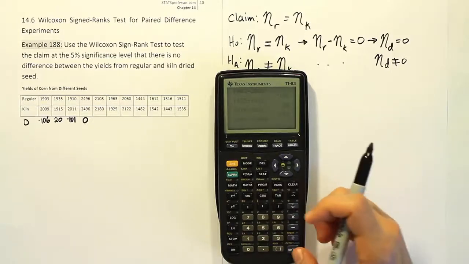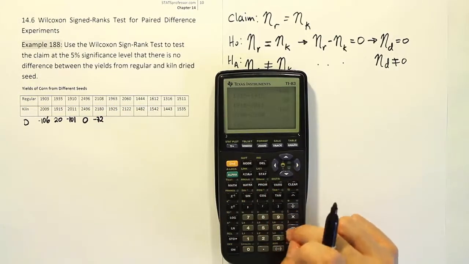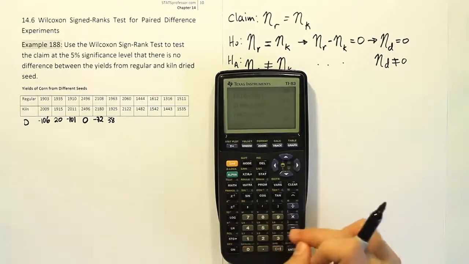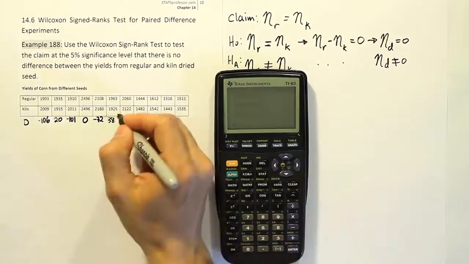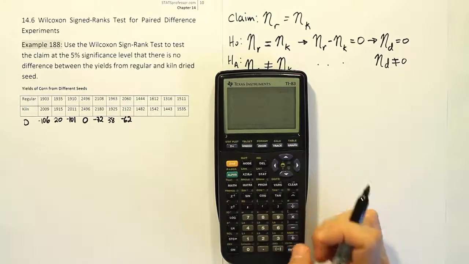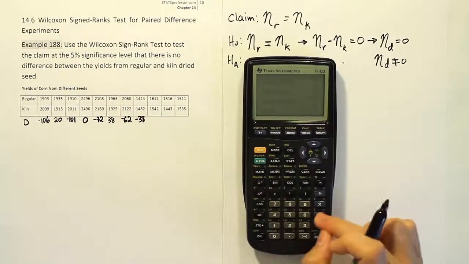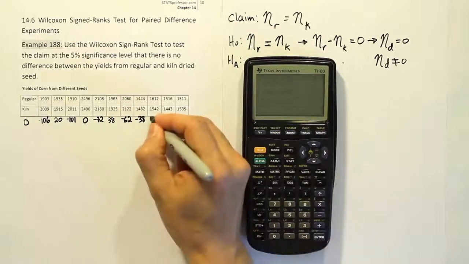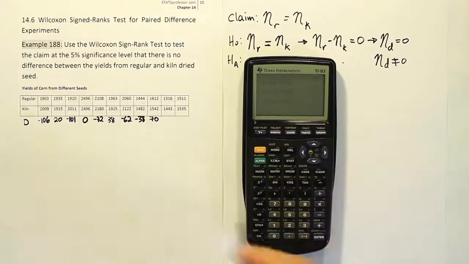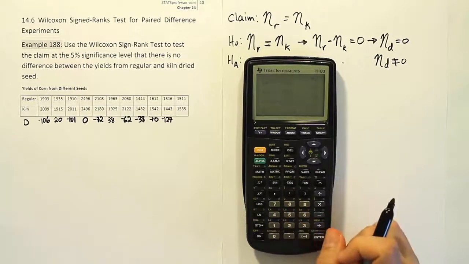So 2108 minus 2180 ends up giving us negative 72. Then 1963 minus 1925, and we get 38. 2060 minus 2122, negative 62. 1444 minus 1482, we end up with negative 38. 1612 minus 1542, we get positive 70. 1316 minus 1443, we get negative 127. And then lastly, 1511 minus 1535, so negative 24.